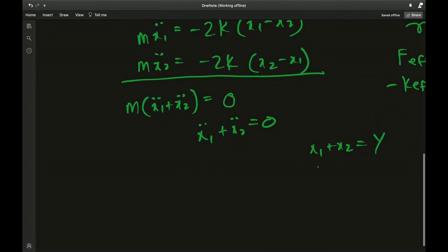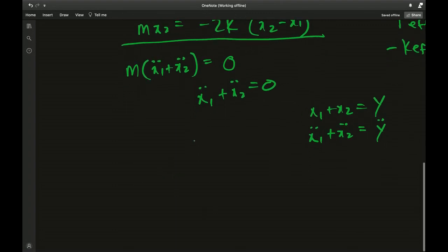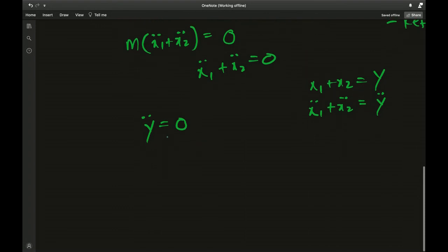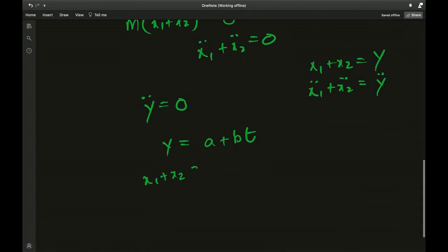If we differentiate both sides twice with respect to time, x1 double dot plus x2 double dot is indeed equal to y double dot, because the derivative is distributive over addition, which means we have y double dot is equal to 0. And this differential equation is pretty easy, because think about it this way: what function of time differentiated twice will become 0? If you have a good command of derivatives, you might know that y will have to be a linear function like a plus bt, for example, but y was x1 plus x2.